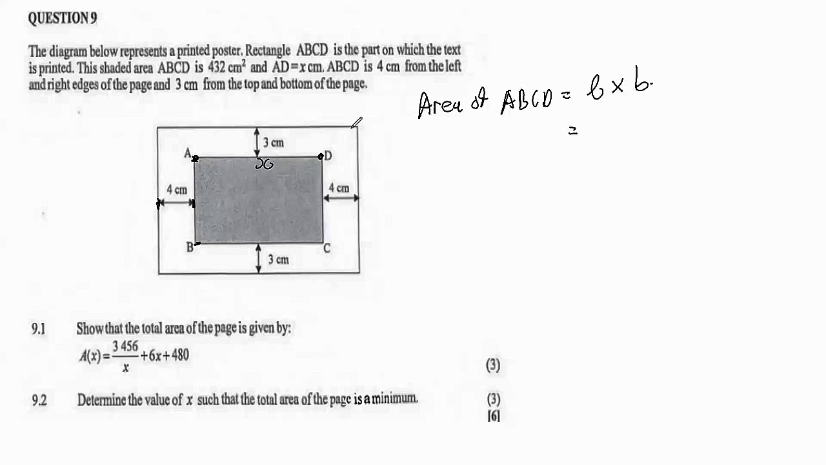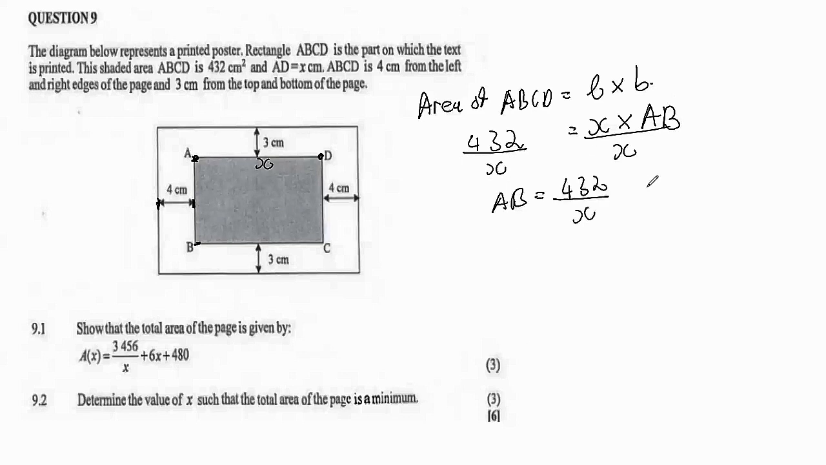We do not have the length of AB. We have the area of ABCD, that's 432. The length is X, but then the breadth, let's just take it as AB. Now, if we want to find the length of AB, we would need to divide by X both sides. Then our AB would have to be 432 over X, right? So this would be representing the length of AB. So 432 over X centimeter. Remember, X is an unknown there. So let's fill it in here, 432 over X.